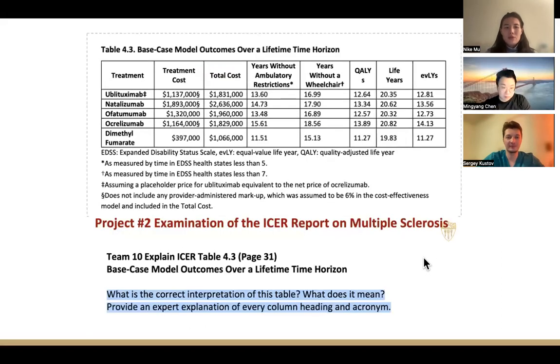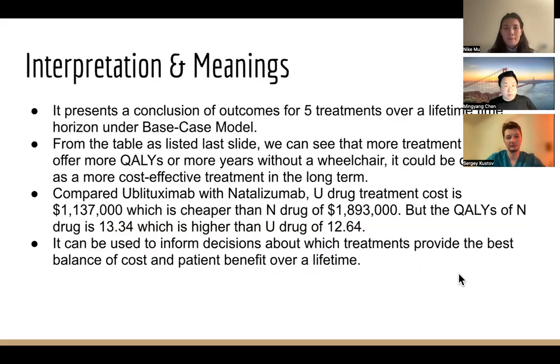So for our project 2, we want to explain the ISR table of 4.3 on page 31 about the base case model outcomes over a lifetime horizon. The interpretation and meaning of it presents the conclusion of the outcomes for 5 treatments over a lifetime horizon under the base case model. From the table as listed on the last slide, we can compare the U drug with the N drug.